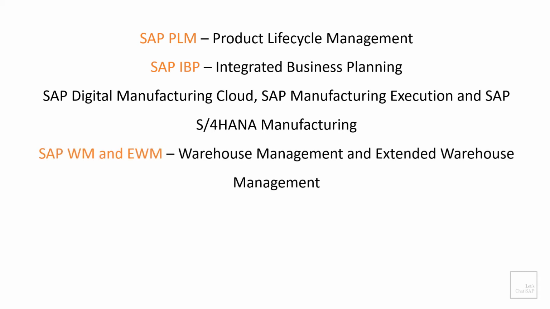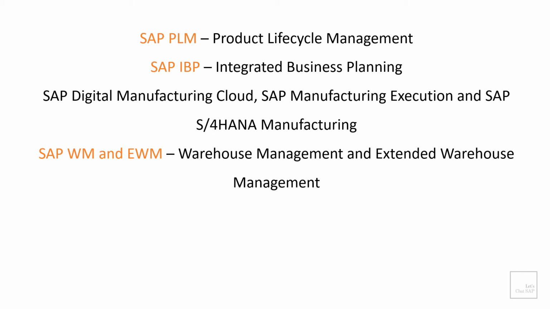The next one is SAP WM and EWM. These abbreviations stand for Warehouse Management and Extended Warehouse Management. These are used for warehouse management and contains functionalities such as logistics management, storage and operations, outbound logistics management, freight logistics collaboration, global track and trace, and much more.